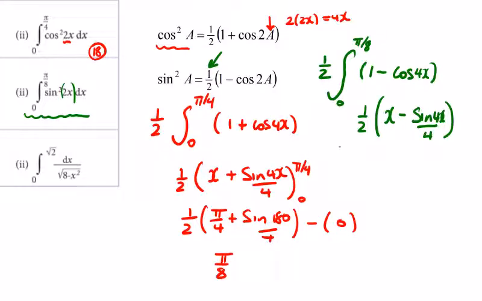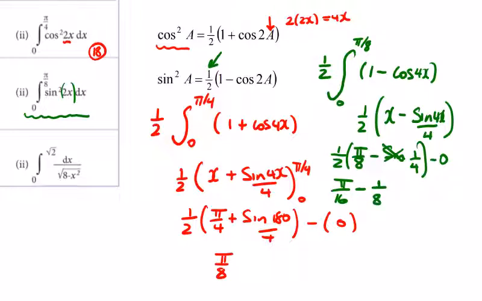We're putting pi over 8 in, so we're going to get a half pi over 8 minus the sine. 4 pi over 8 is pi over 2, so sine of 90 is 1, so it's just going to be 1 over 4. Minus 1 over 4, and if we put 0 in, we're just going to get 0. So we're going to get pi over 16 minus 1 over 8, or just leave it with the half factored out. Either one of these two would be correct.